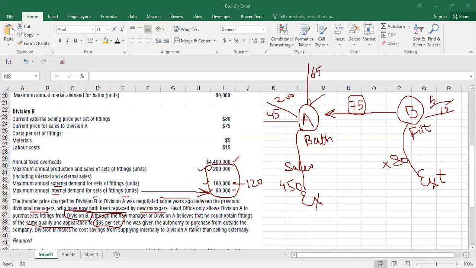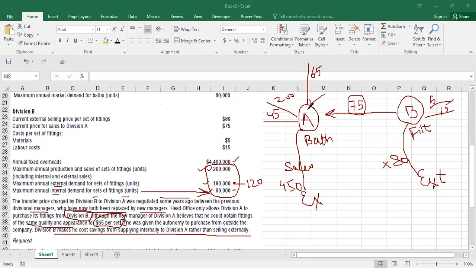He was given the autonomy to purchase from outside the company B. So there is a word: if he was given the autonomy to buy from outside, Division B makes no cost savings from supplying internally to Division A rather than selling externally. So what does that mean? It means that when Division B sells to A cheap, they are not making cost savings, the costs are the same.